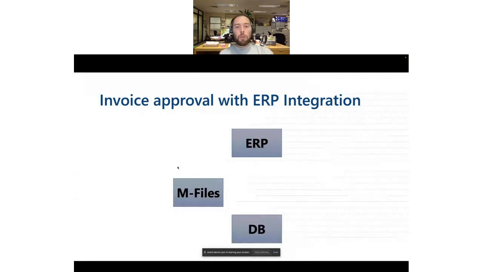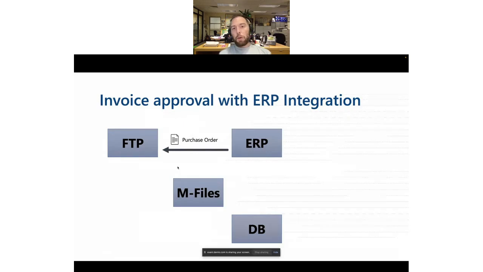In our approval process, we have ERP, we have M-Files, and we have a database. M-Files is using the database, and the ERP is also using the database. It can be a SQL database. And we have the FTP server. That FTP can also be a network drive or network share, whatever you want to use, but in the cloud you can only use the FTP.